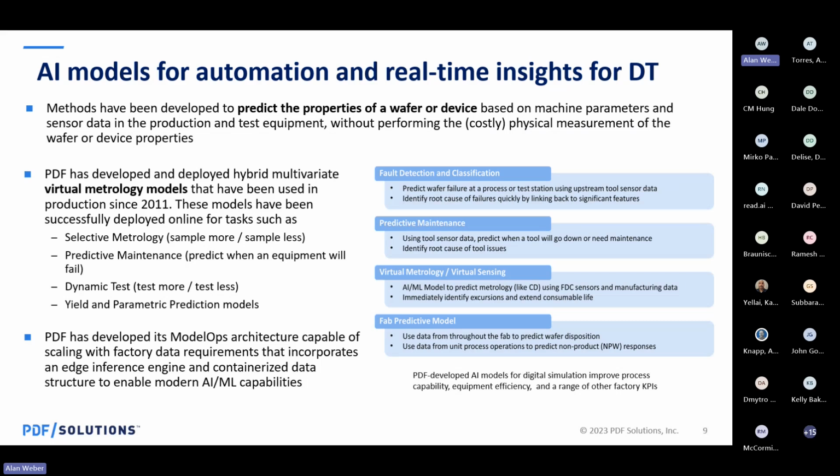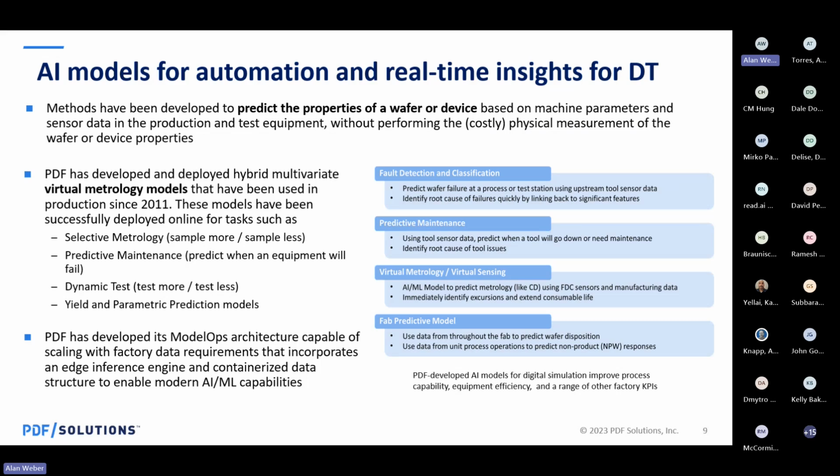We've had a lot of success in certain domains of that for the past 10, 15 years. And those kind of models have been deployed in what's called skip lot processing, selective metrology. So you determine when you want to actually do physical metrology based on how close the last predictions were.